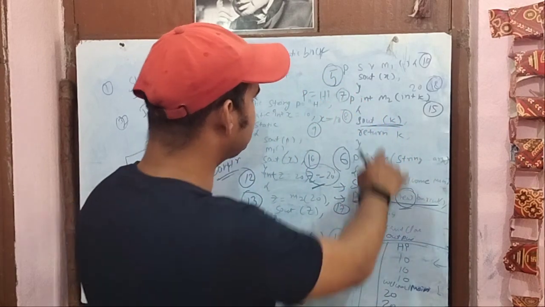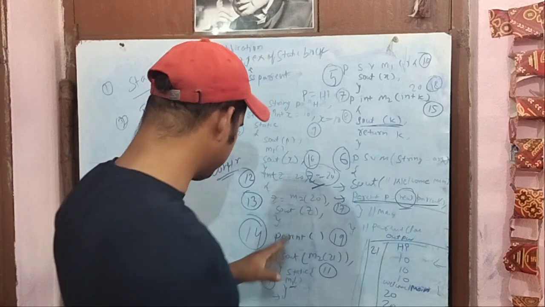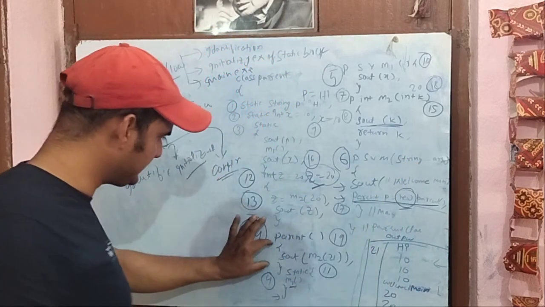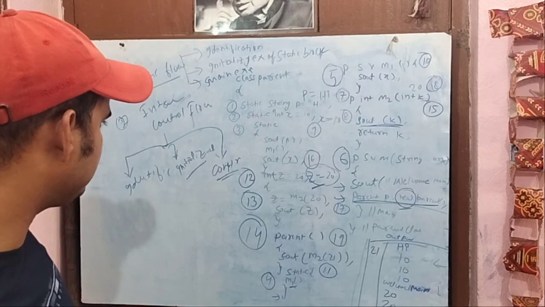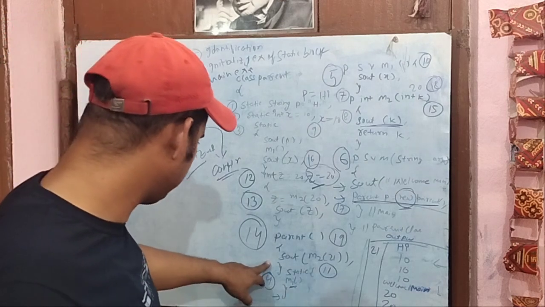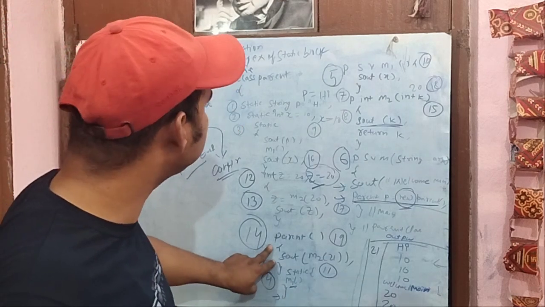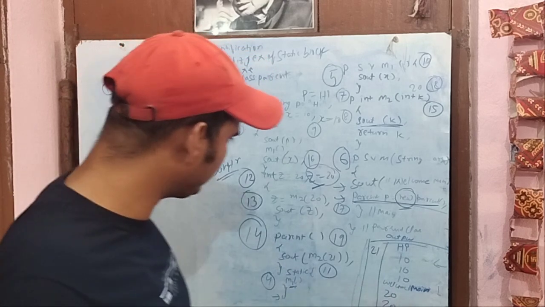Once it is done, it is going to return k. We are not going to use the returned value, so no issue. So this is about the constructor, and once the constructor is done, there are no more instances. So this is all done, and this is all the output.